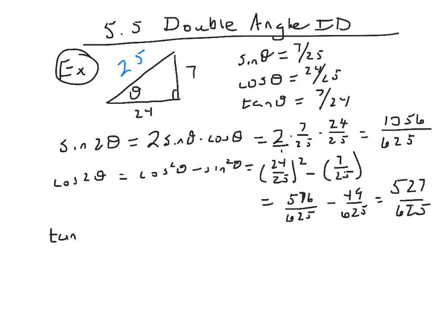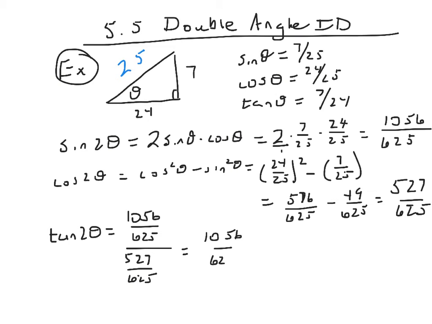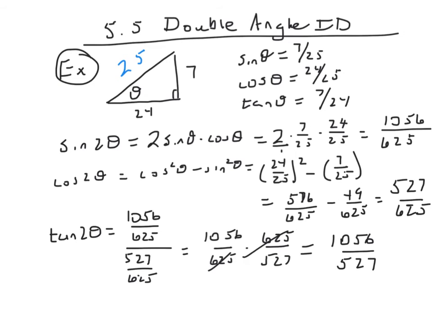Well, to find the tangent of 2 theta, since I already have the sine and cosine, I'm just going to do 1056 over 625 divided by 527 over 625, because tangent is nothing more than sine over cosine. So that's 1056 over 625 times 625 over 527, and I can see that those cancel, giving me a tangent 2 theta of 1056 over 527. So that's my answer for the tangent of 2 theta.